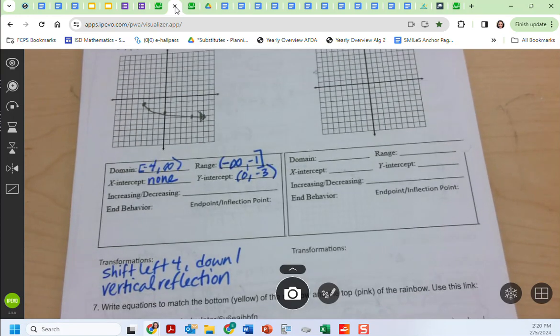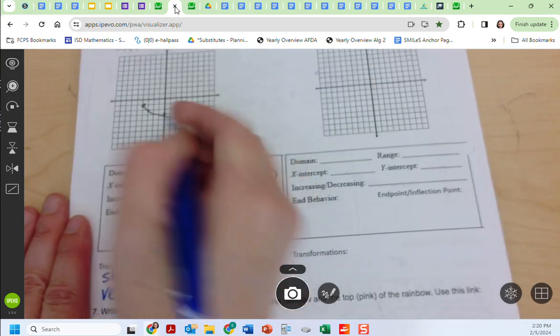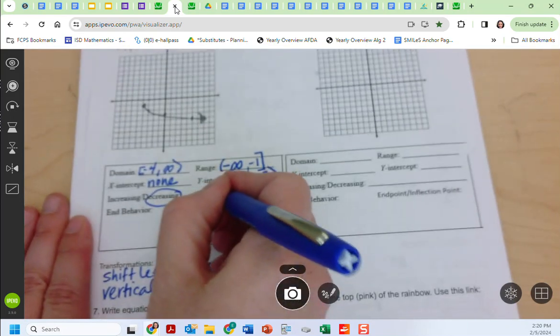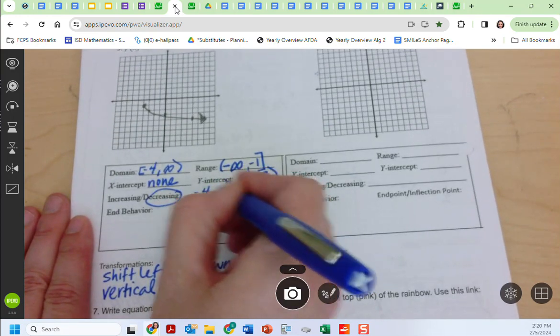Is this graph increasing or decreasing? One vote for decreasing. Anybody want to agree? Okay. So this is the first time we had a decreasing graph, but still it's decreasing over its whole domain. So we're going to circle decreasing, and then we're going to use the numbers from the domain, but we're changing them to parentheses.